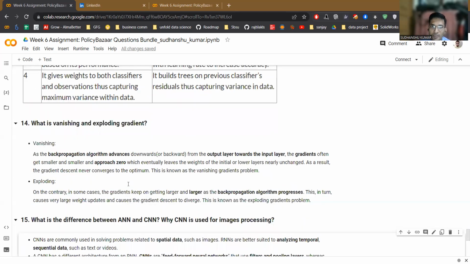What is vanishing gradient and exploding gradient? In the process of backpropagation, as we move from the output layer to the input layer, the gradient tends to decrease and it is zero at the input layer. It means that the input layer is unchanged. As a result, gradient descent never converges to the optimum, and this is known as the vanishing gradient problem. In exploding gradient, gradients keep on increasing larger and larger, which causes very large weight updates and causes gradient descent to diverge. This process is known as the exploding gradient problem.